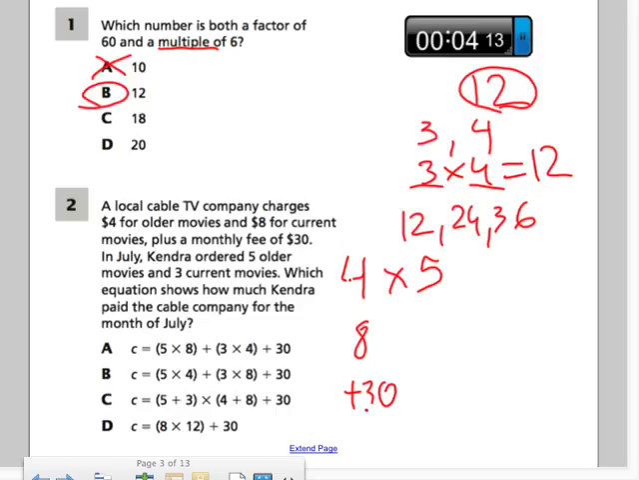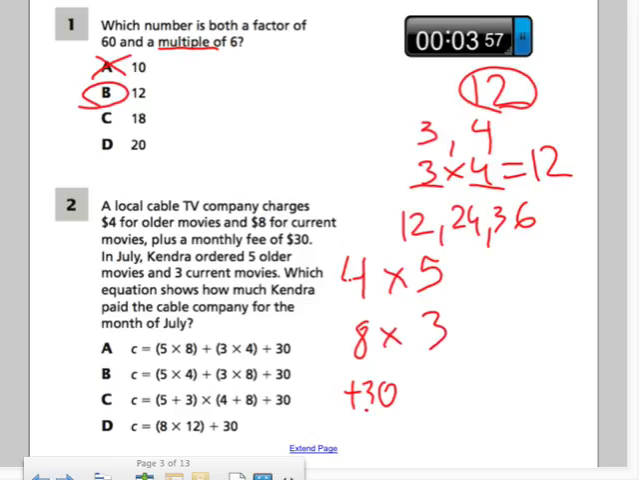And 3 current movies. What do I do with that 3? Where does that go? None of that 3 is important. Ivan? 8 times 3. You're right. So that's how much a current movie costs.